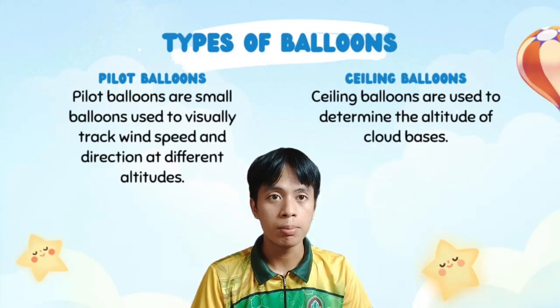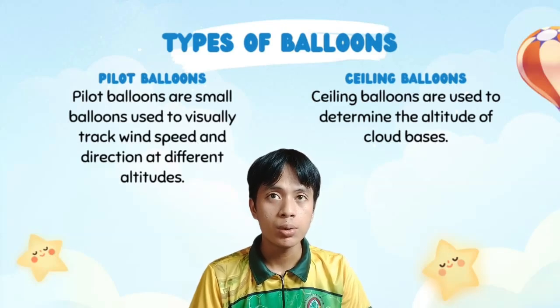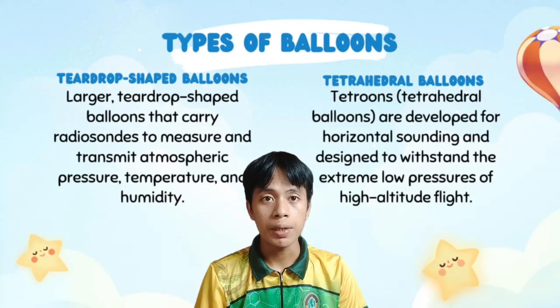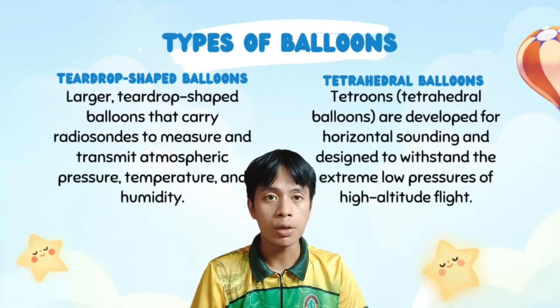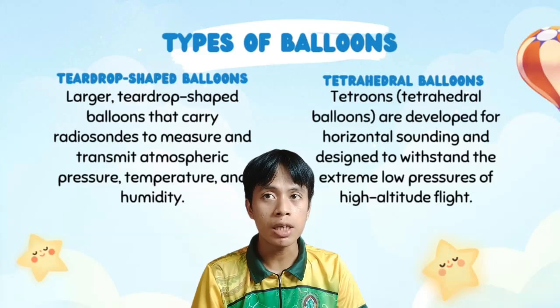There are types of weather balloons. Number 1 is the pilot balloons. Pilot balloons are small balloons used to visually track wind speed and direction at different altitudes. Number 2, sailing balloons. Sailing balloons are used to determine the altitude of the cloud bases. Number 3 is the teardrop-shaped balloons, the standard weather balloons. These are larger teardrop-shaped balloons that carry a radiosonde to measure and transmit atmospheric pressure, temperature, and humidity.